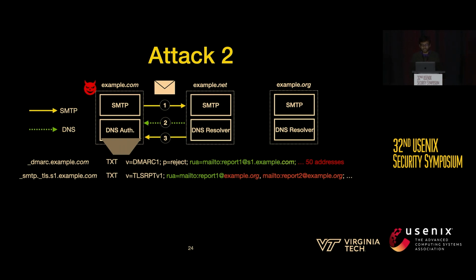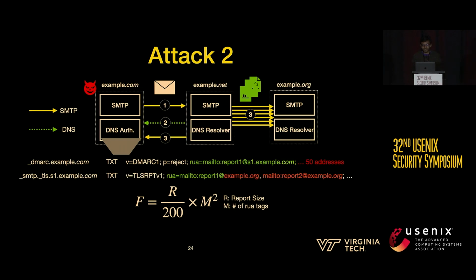In the SMTP TLS-RPT policy, the attacker can specify as many email addresses as they want, pointing to example.org, the victim domain that they want to target. In that case, the recipient is going to send M number of reports, depending on whether there are M email addresses for the victim. Again, the amplification factor is pretty similar. The difference is we can do this for each of the email addresses in the RUA tag of the DMARC policy, so it's a quadratic amplification factor. And as we saw from the results earlier, Google Workspace supports TLS-RPT reporting, so we can use that as a reflector and achieve an amplification factor of 1,500 times.